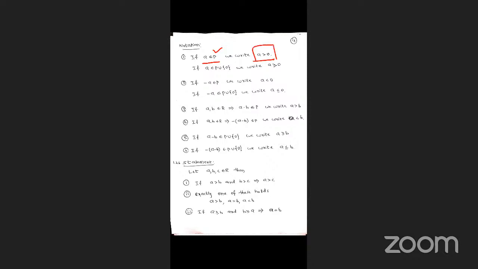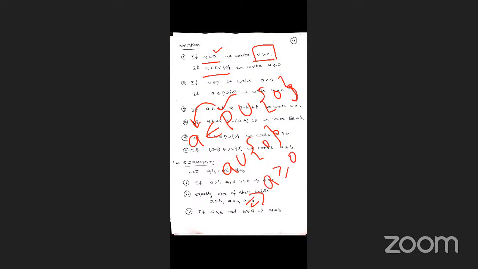Suppose the condition is A belongs to P union the set of zero. Here P means the strictly positive number set. Taking one number A in P union the set of 0, the mathematical notation implies A greater than or equal to 0. Okay, this is the mathematical notation. This is the first notation.